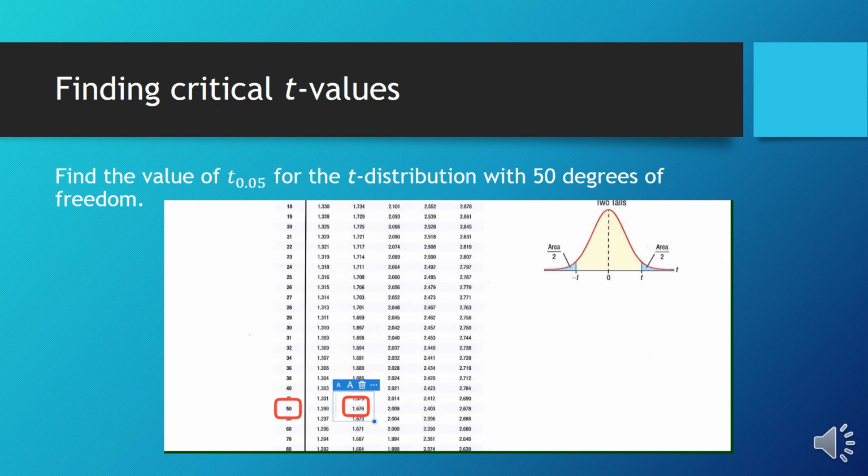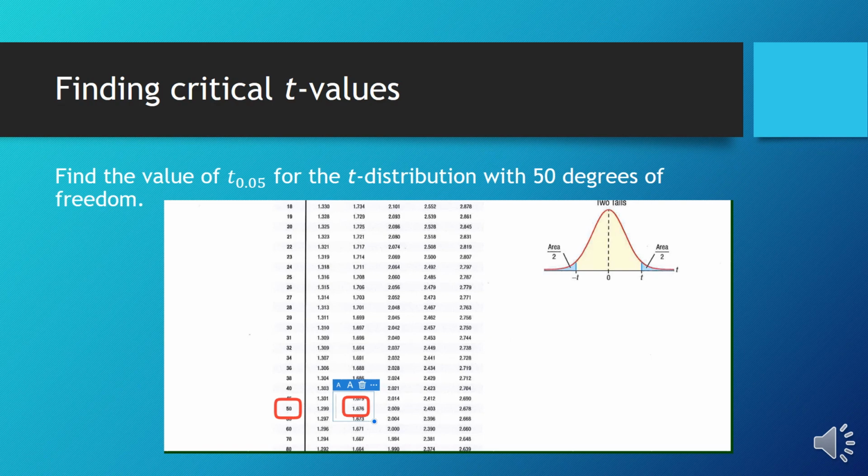And then on the left here we have the degrees of freedom. Notice that this is the degrees of freedom and not the sample size, so make sure that you're using the correct information whenever you use this table. Area in one tail was 0.05 and the degrees of freedom is 50. Let's watch this short clip on how to use the table.